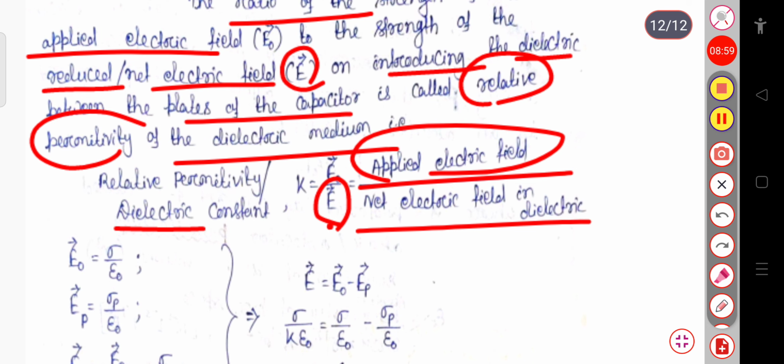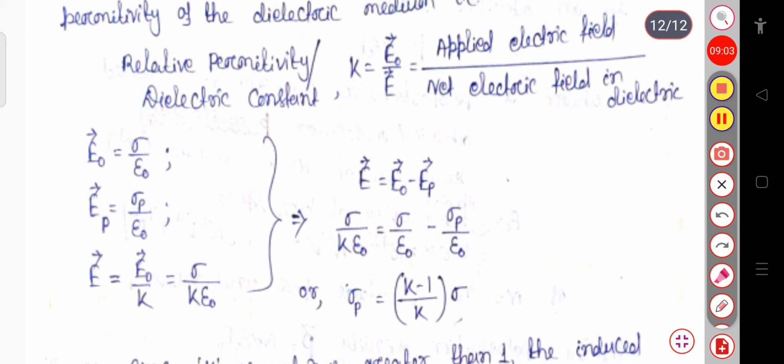EP is the polarizing electric field. So here we can write the applied electric field E naught equal to sigma by epsilon naught, where sigma is the charge density for the charged plate capacitor. And EP, the polarizing electric field, is equal to sigma p divided by epsilon naught. This sigma p is the induced surface charge density, and sometimes this EP is also known as the induced electric field, which equals sigma p divided by epsilon naught.